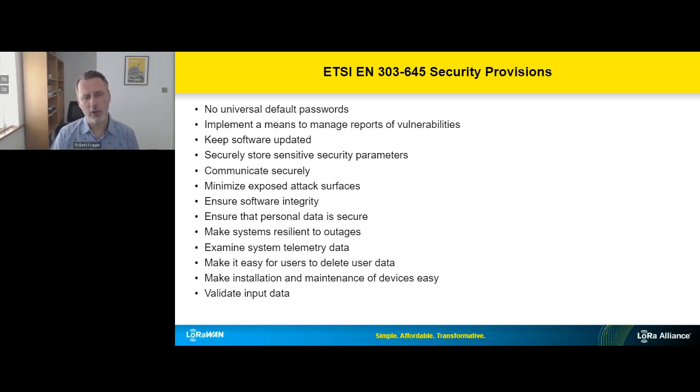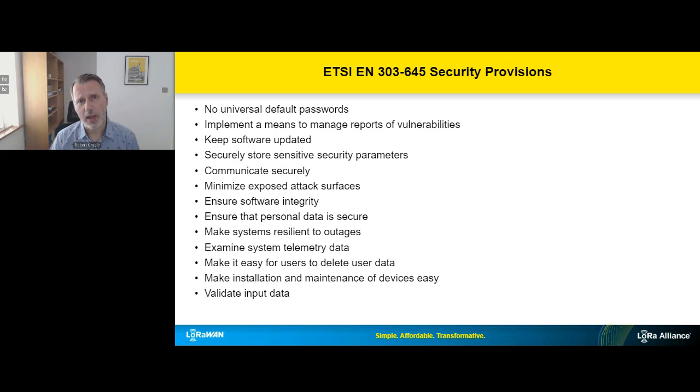Securely store sensitive security parameters. So we have keys in LoRaWAN. They should be stored securely. Communicate securely. We've already explained in detail about how LoRaWAN gives you that secure foundation for communicating securely. Minimize exposed attack surfaces. So this is the perimeter security where you want to try and prevent anybody getting into the device and being able to interfere with it or subvert it in any way. So an obvious one is to ensure, say, a debug port is closed off in a production device, and therefore no one can just plug in a JTAG device and start reading memory, that sort of thing.